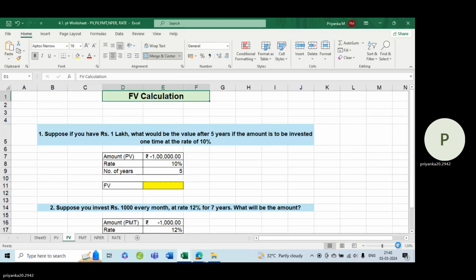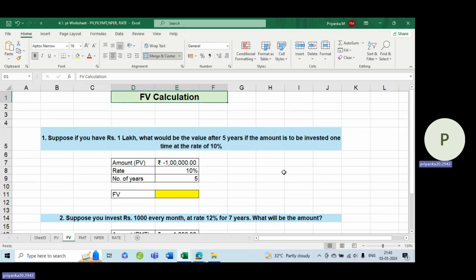First thing is, suppose you have 1 lakh rupees and they're asking what would be the value of it after 5 years if the amount is to be invested one time at the rate of 10%. So they're saying my present value of the amount is 1 lakh rupees, and we have to find the future value of it, like after 5 years, what is going to be the value? They have also provided the rate, 10%, and the number of years is 5.